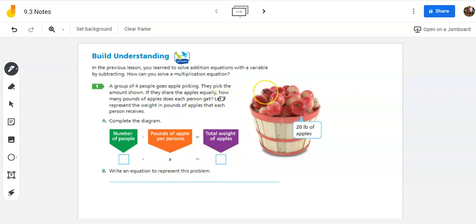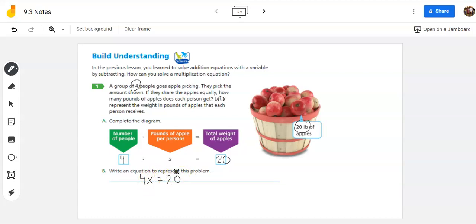And that was a terrible circle, but you can imagine I circled the x. It represents the weight in pounds of apples that each person receives. So right here it says number of people. Remember there are 4 people. So we're going to write 4 here. They already put the x there, and then the total weight of apples, we have the 20 right over here. So the equation, remember that dot is multiplication. So the new way we learned is a letter and a number next to each other is multiplication. So we have 4x equals 20.